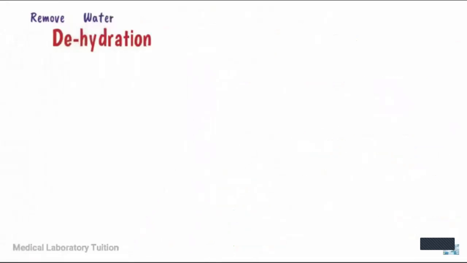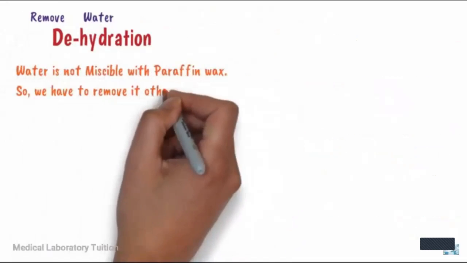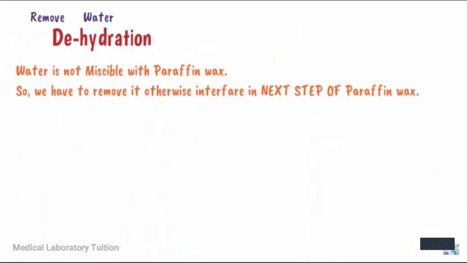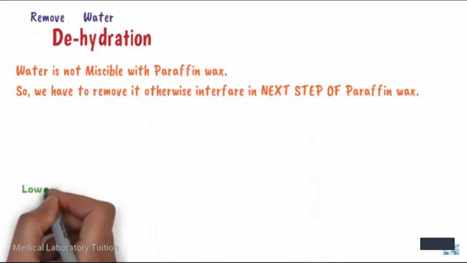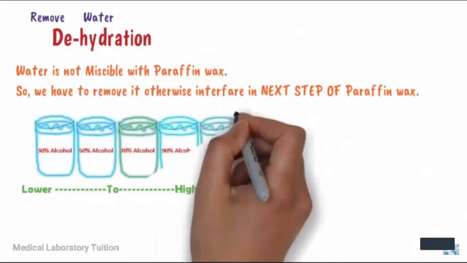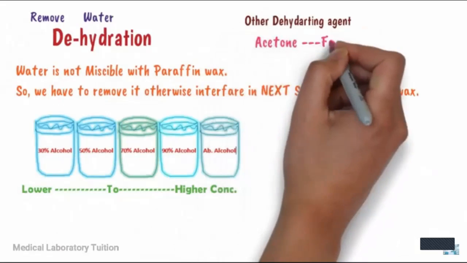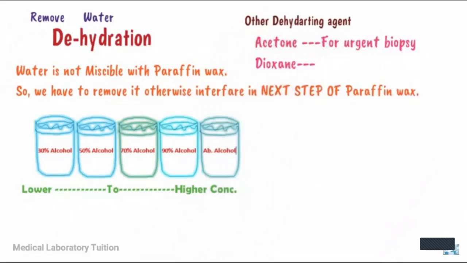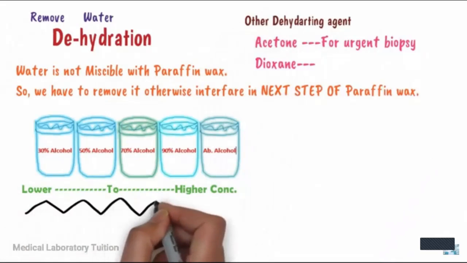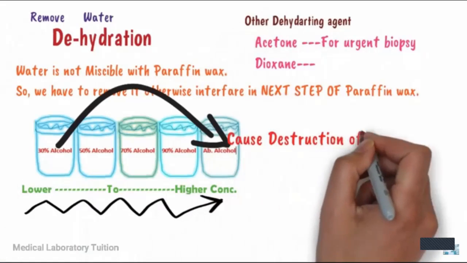To remove water from tissue is known as dehydration. We have to remove water because it is not miscible with paraffin wax, which is our further step. For dehydration, we go step by step from lower grade alcohol to higher grade: 30% alcohol, 50%, 70%, 90% and absolute alcohol. Some other dehydrating agents are acetone, dioxane, etc. We have to pass the tissue through grades of alcohol step by step, otherwise a sudden change in environment causes destruction of tissue.